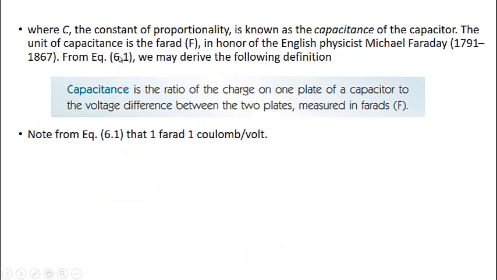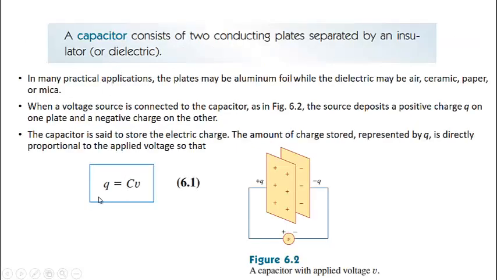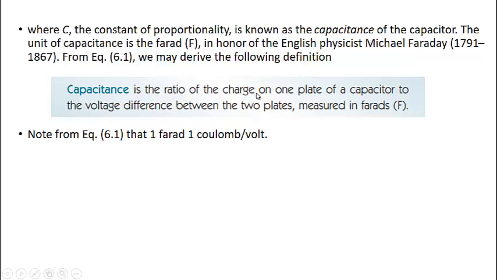The unit of capacitance is the farad. It is named in honor of the English physicist Michael Faraday. From equation 6.1, we can deduce the definition of capacitance as the ratio of the charge stored on one of the plates to the voltage across the plates. The ratio of the charge on one plate of the capacitor to the voltage difference between the two plates is measured in farads, and 1 farad is equal to 1 coulomb per volt.